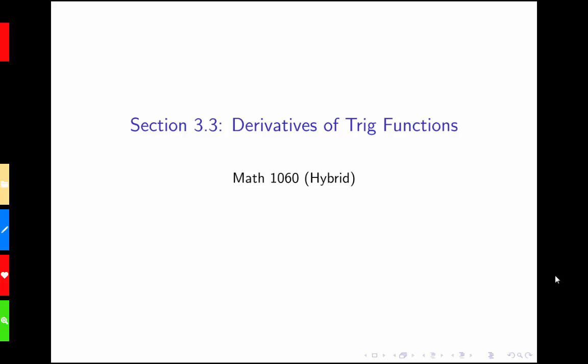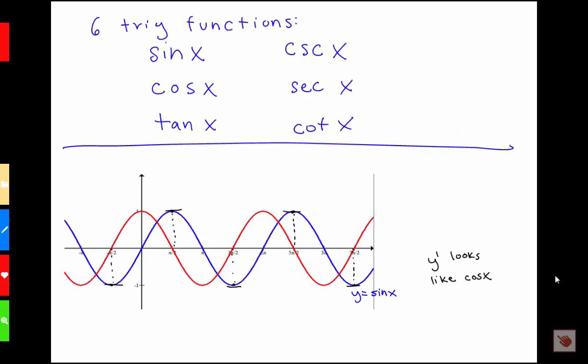In this lecture, I'm going to be talking about the derivatives of the 6 trig functions. Our 6 trig functions are sine x, cosine x, tangent x, cosecant x, secant x, and cotangent x. And when we're talking about finding the derivatives of these functions, we're always thinking about x being measured in radians.